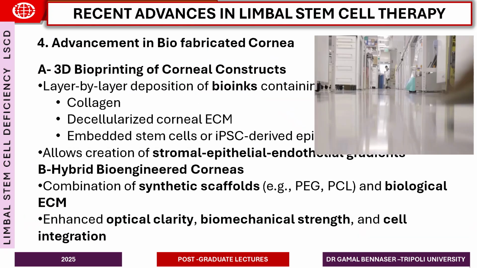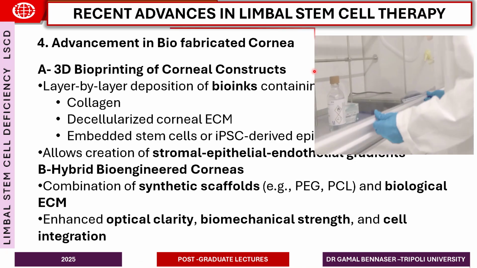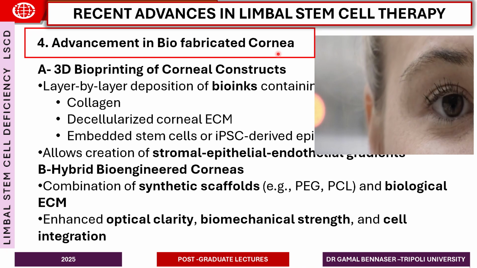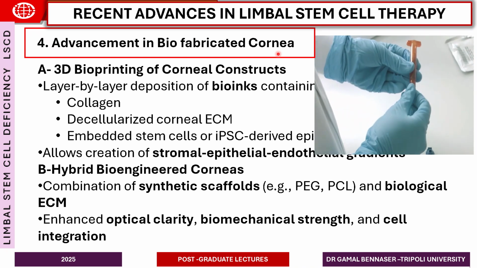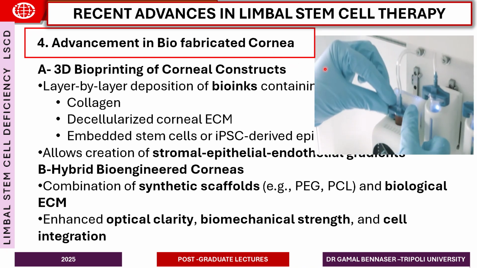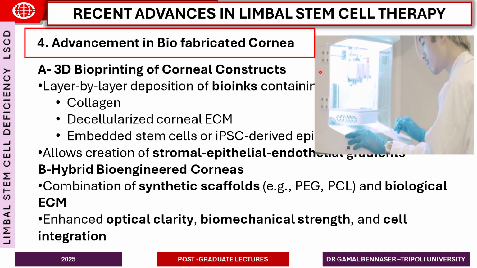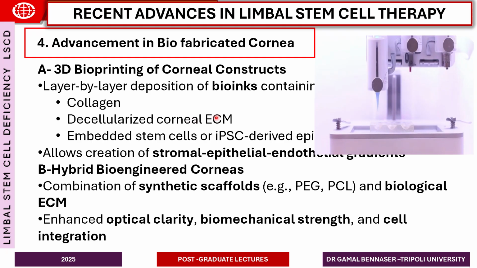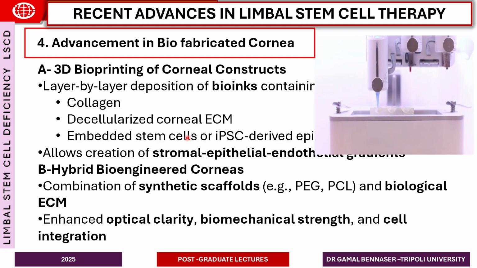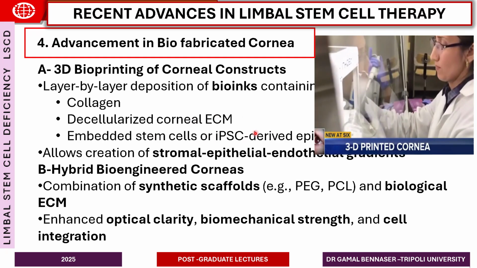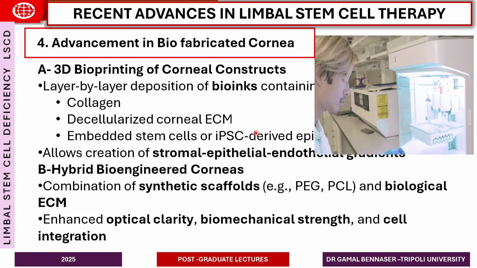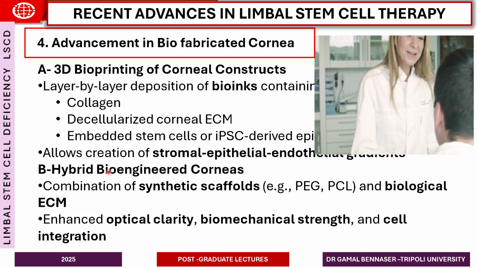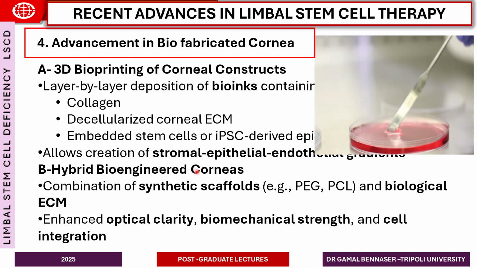The fourth line of advancement is what's known as the biofabricated cornea. This is really what's known as an artificial cornea, in which three-dimensional bioprinting of the cornea is done using a special ink known as bio-ink, which is a mixture of collagen and decellularized corneal extracellular matrix with enhanced stem cells or induced pluripotent stem cells. All this ink is placed in a special machine, sometimes mixed or hybridized with another synthetic material, leading to a hybrid synthetic cornea.